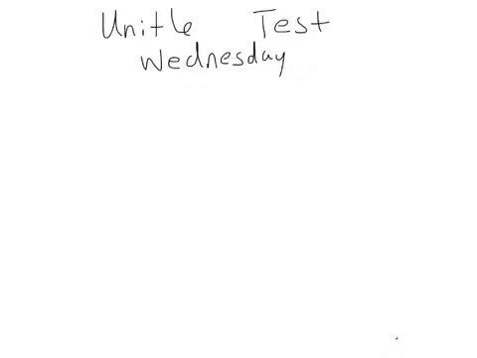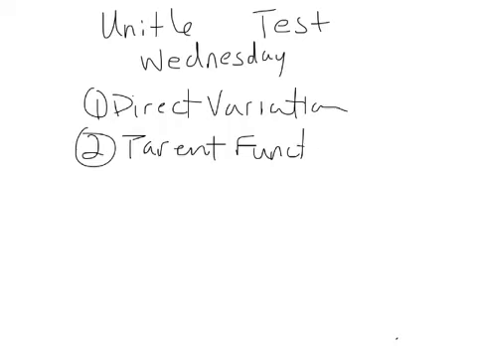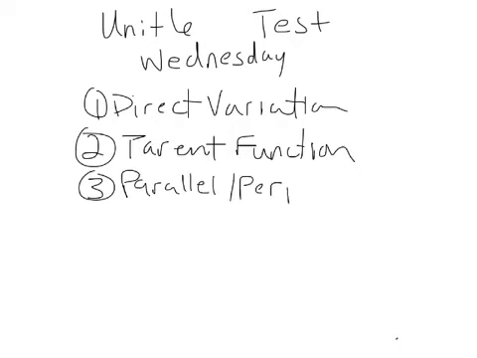Students, this is the review video for the Unit 6 test on Wednesday of this week. There are four major topics on the test. The first one is direct variation, and I'll come back and give you some notes on that in just a second. The second one is the parent function. The third one is parallel and perpendicular lines. And the fourth one is standard form.